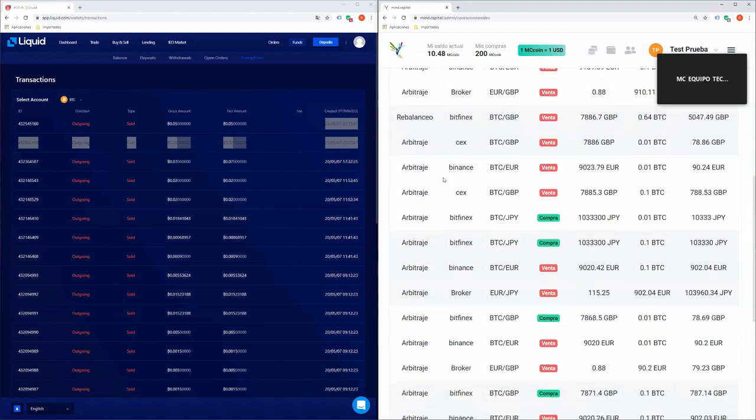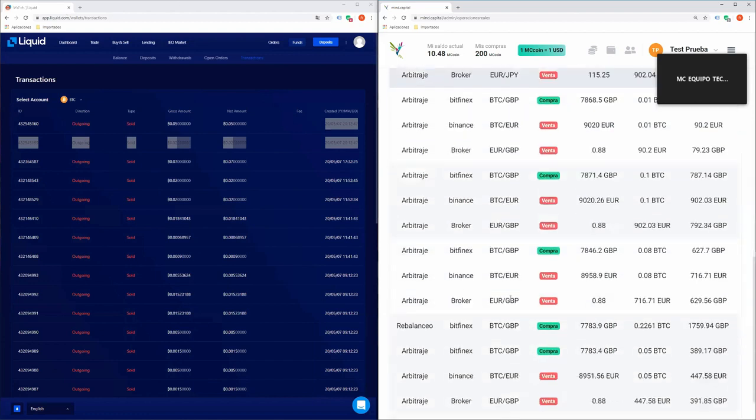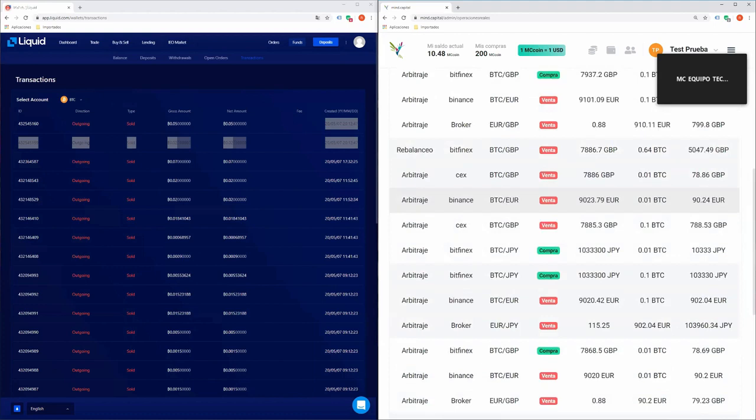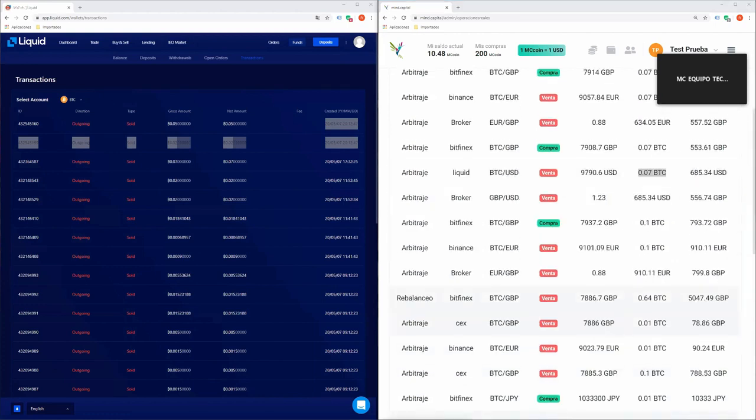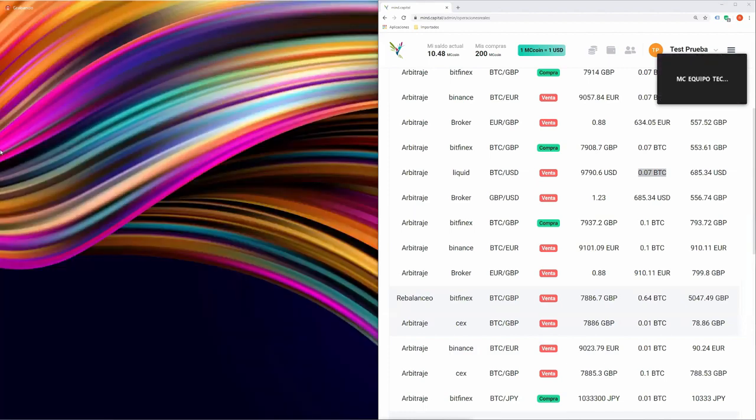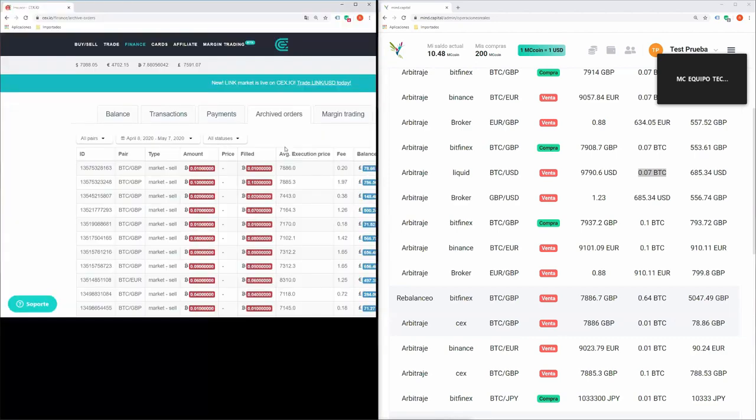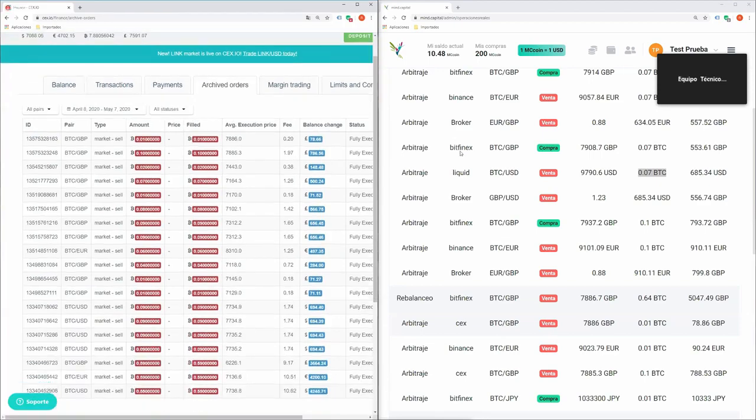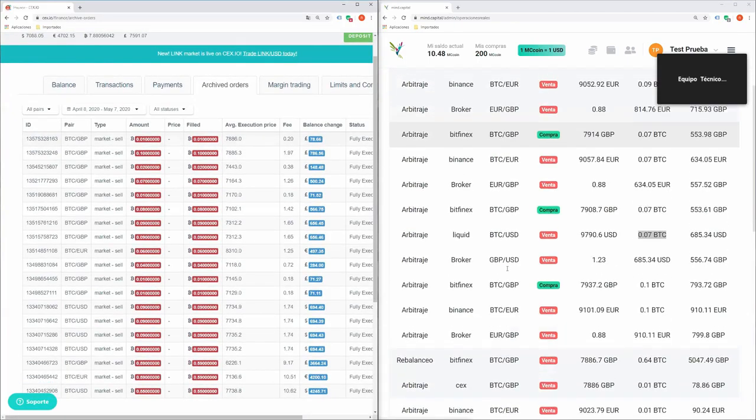Okay. I'm going to see if we can see another one of Bitfinex. No, Bitfinex, no. I can open text.io. One second, I'm going to look for it. Okay, I'm going to zoom, because now Liquid is very small. Yes, this is text.io. Okay, here is the first operation.